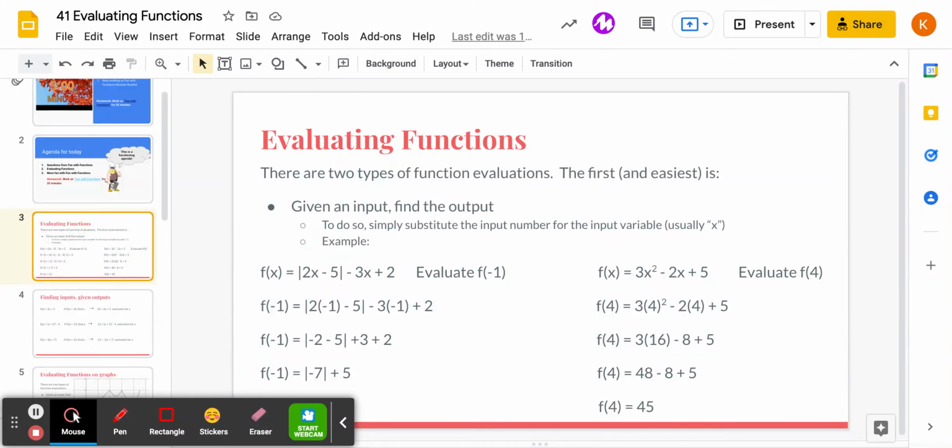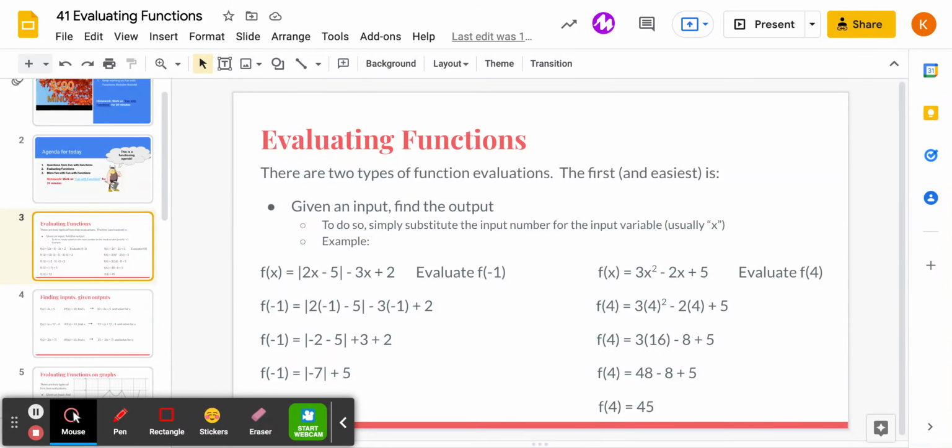I have one final video for you here today on evaluating functions. There are really two types of function evaluations that we are going to be doing. The first one is really, really easy, piece of cake. Let me give you a couple of examples so you know how to handle this when you are practicing some of these in the Fun with Functions monster booklet.